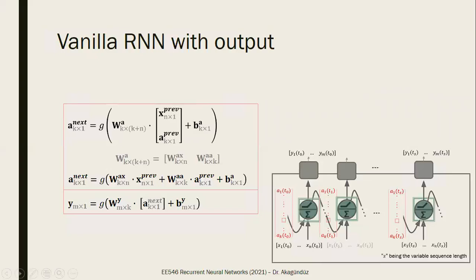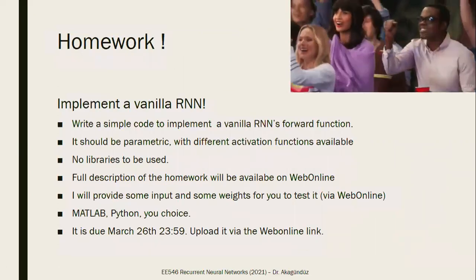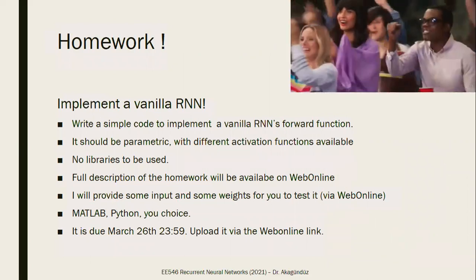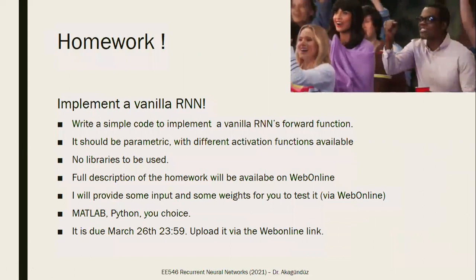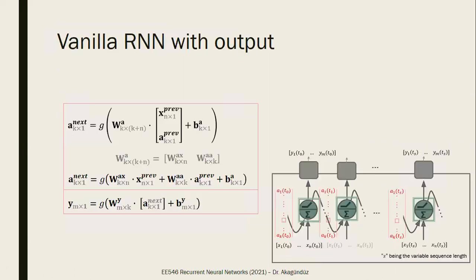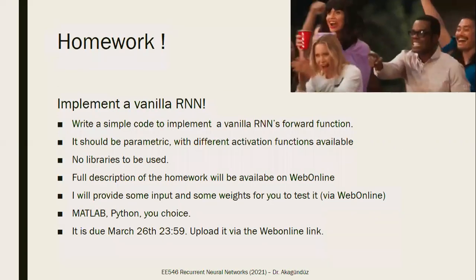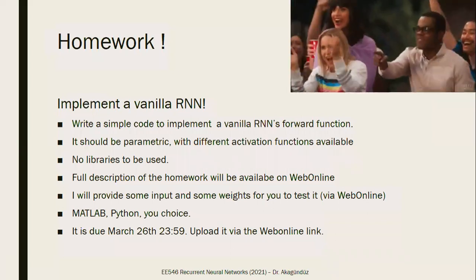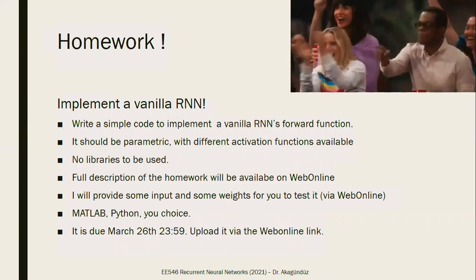This formulation is so simple, and this will be your first homework. Most of you are taking my third course, so this will be the homework, guys. It's a very easy homework in which you are going to implement the vanilla RNN's forward function, which is only this. It is very simple, and you can do it in 2 minutes in MATLAB or Python, whatever platform of your choice. I don't want you to use any libraries, just multiplications, but it is not indicated here. I'm going to indicate it in the homework description when I upload it to the online system.